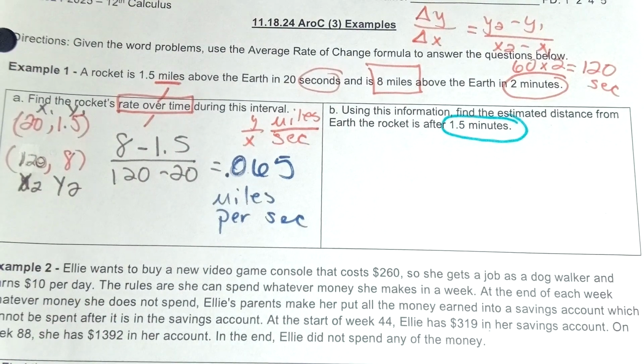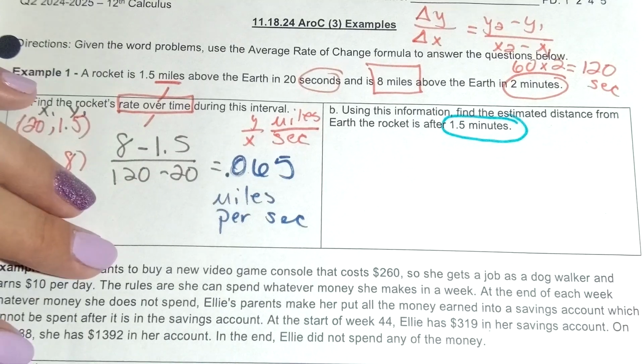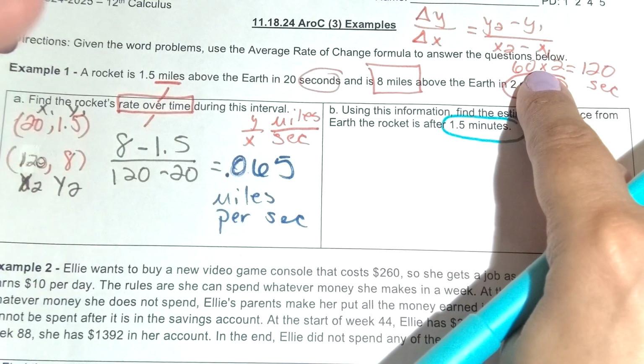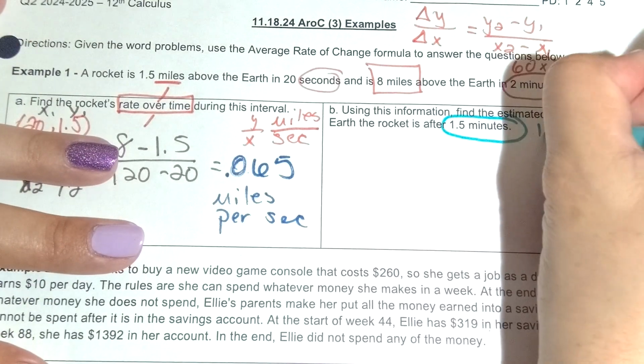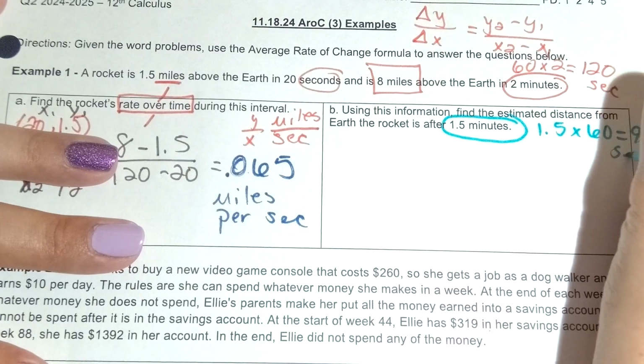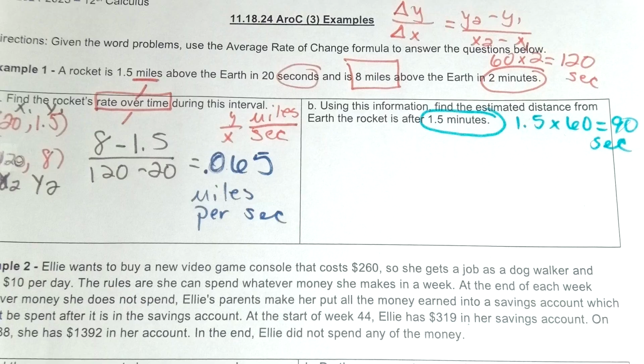Take out half from this, and then add it to 60. But what if it was a weird number, like 1.975? What do we do here to get the number of seconds? Multiply by 60. So we're going to take 1.5 and multiply by 60. So yes, it is 90 seconds. Okay? Questions?